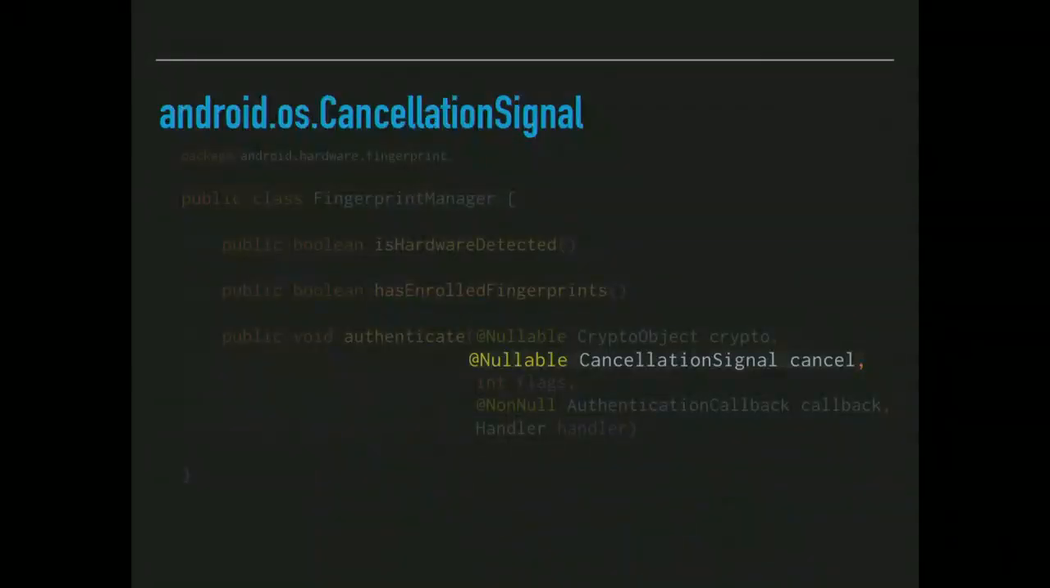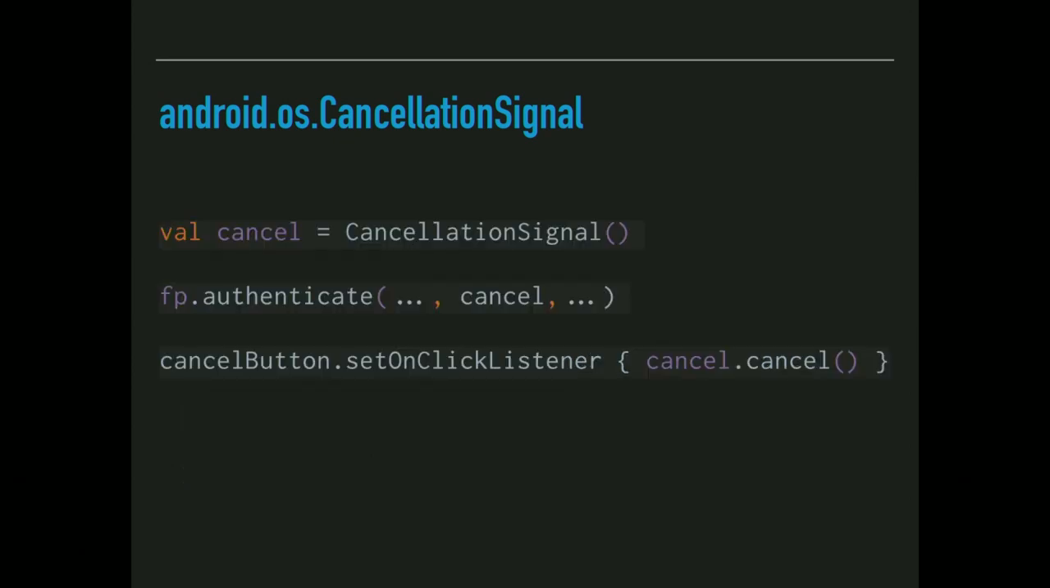So let's look at some of the things that you have to pass in to the authenticate method. You pass in what's called a cancellation signal. This is actually an API that has existed since Android API 1. It's a very simple object. All you do is you create it, you pass it into the authenticate, and then you keep a reference to that object, and later you can call cancel on it. And it's your way of telling the fingerprint sensor to stop scanning.